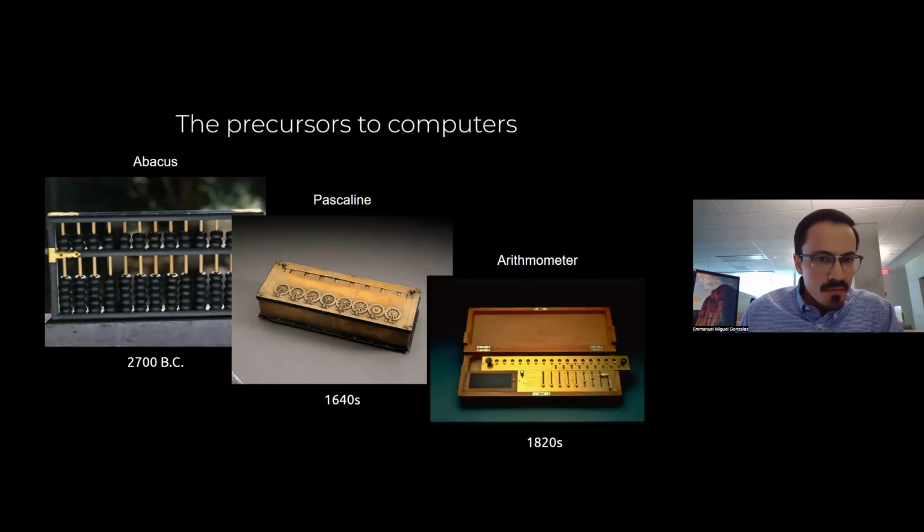So I'd like to start off with a brief history of computing. The precursors to computers were way back. This started off with the abacus, and then eventually it evolved into the arithmometer. Now, you might be wondering, what were these used for? Well, these precursors to computers were mostly used for mathematical operations or calculations, vastly different from what we use computers for today.